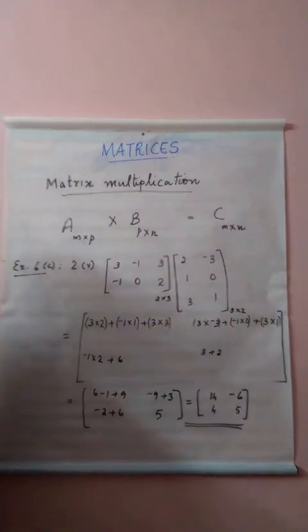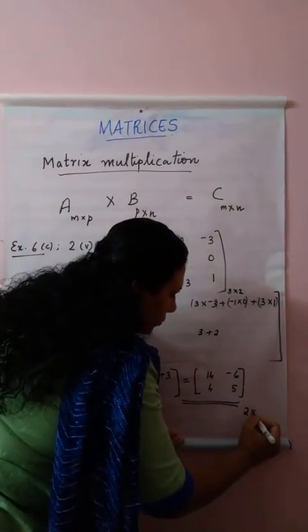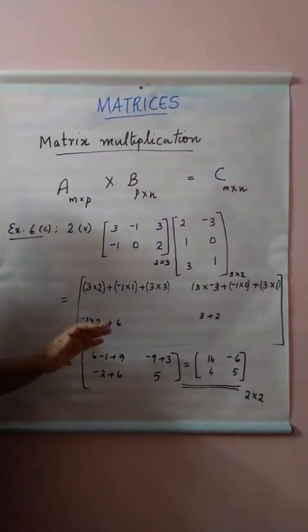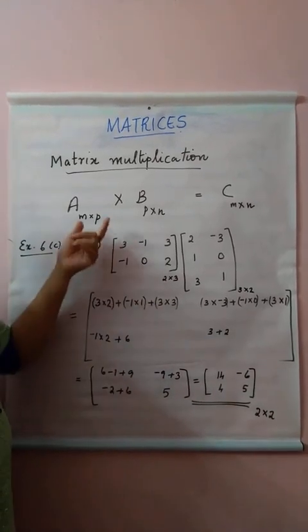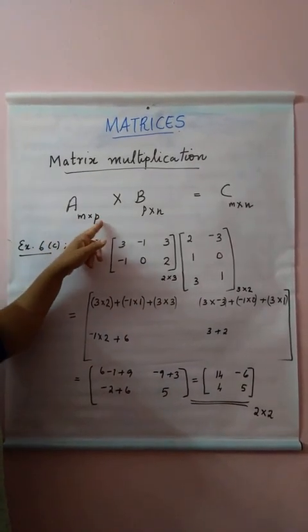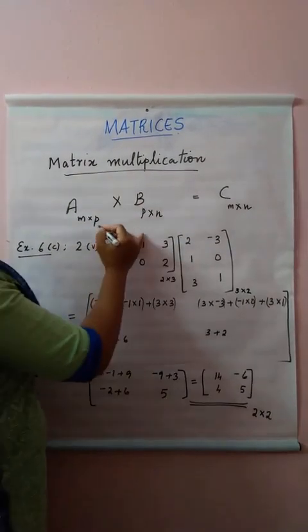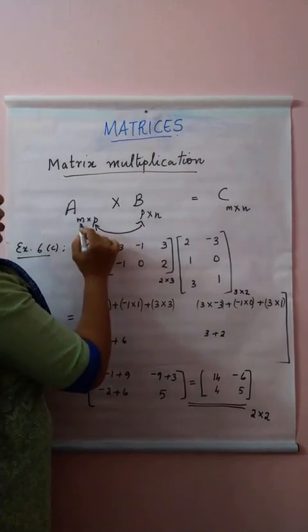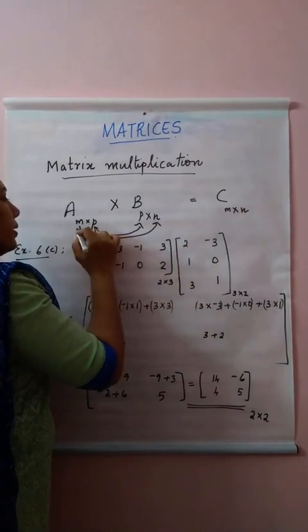So in matrix multiplication, the order is clearly 2 by 2. In matrix multiplication, we have to check whether it is conformable for multiplication. That is, the order of the first matrix should be m by p, then the order of the second matrix should be p by n. Here p and p should be the same. Then the order of the resultant matrix will be m by n.